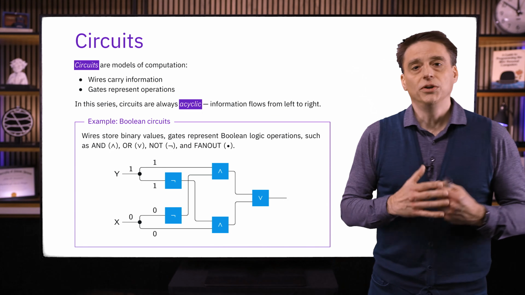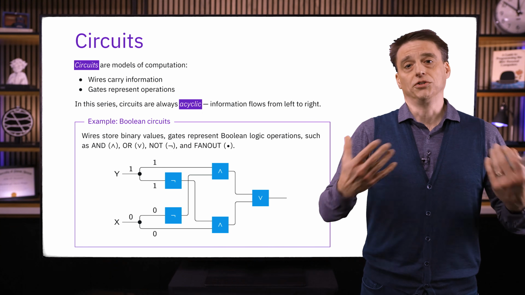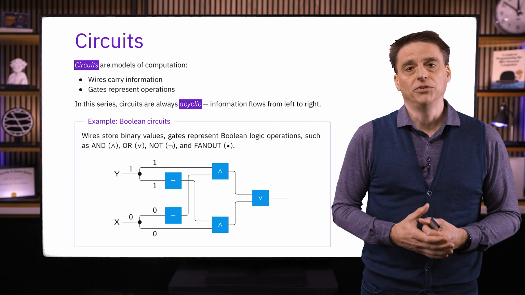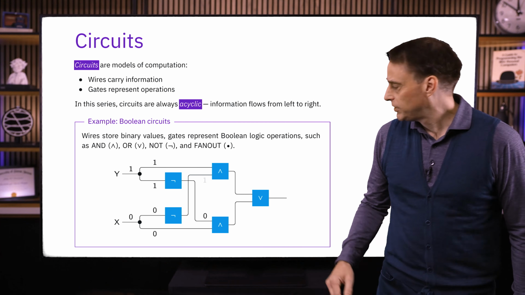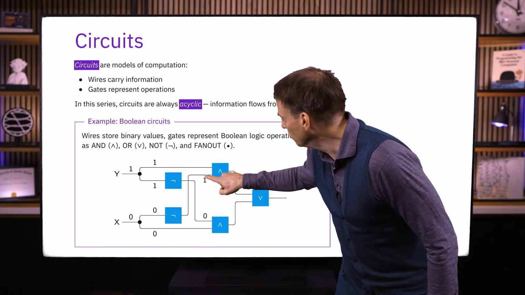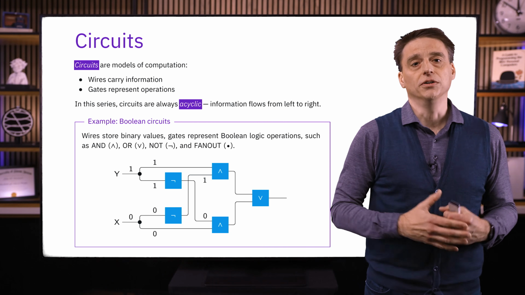Here we have a NOT gate, which is indicated by the symbol for logical negation. So the value that comes out is a 0, which is the logical negation of 1. And similarly, the value that comes out of this gate is a 1, which is the logical negation of 0.